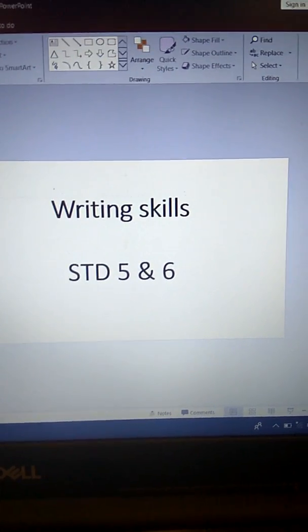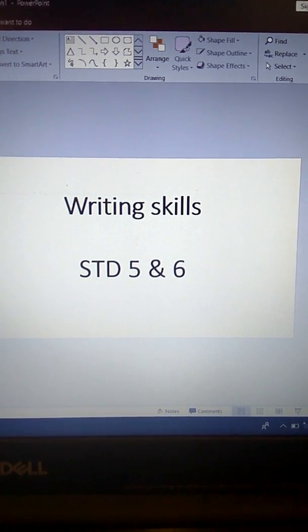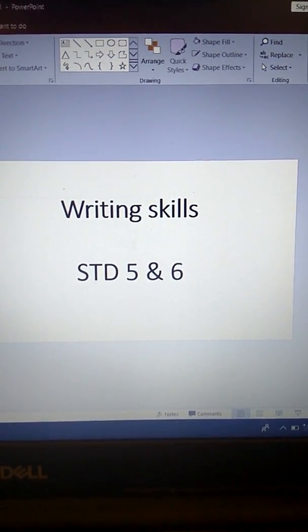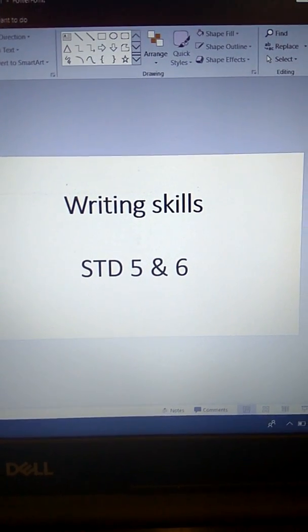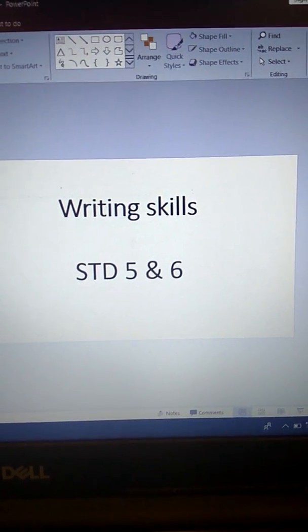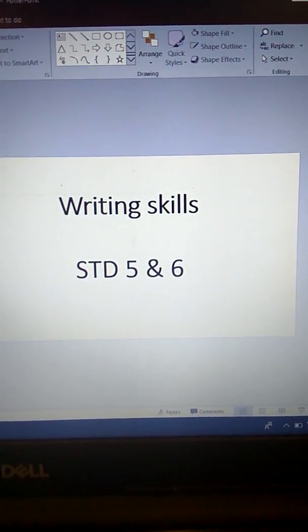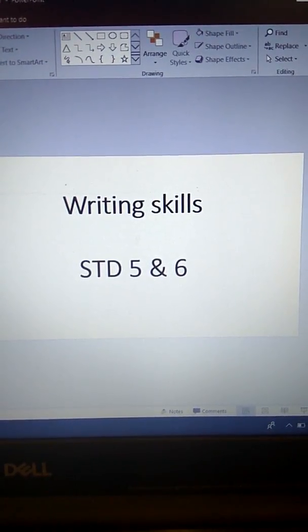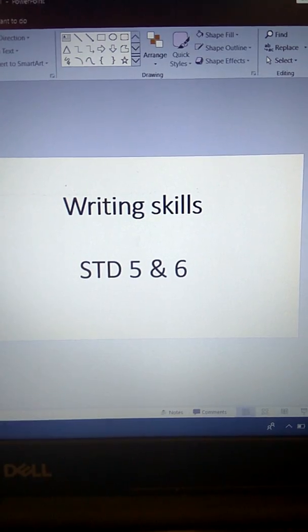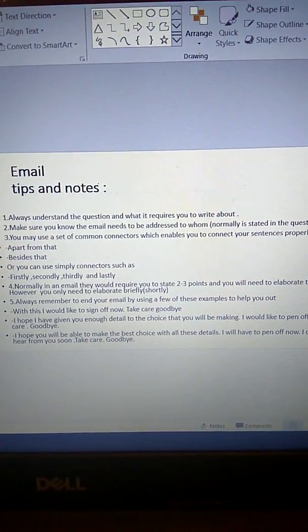We are going to emphasize more on the part of section B, which today I'm going to talk about email. A lot of students get a little bit confused and have a lot of questions on how they should write an email, what the important things are that they need to know about writing an email. So let's look at all the points on what you should know when you're writing an email.